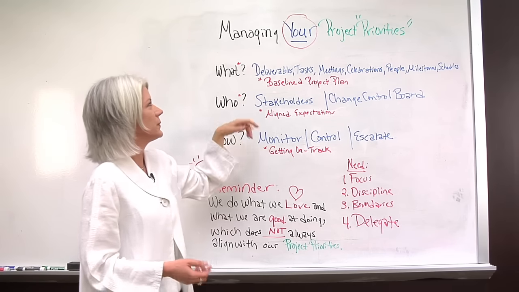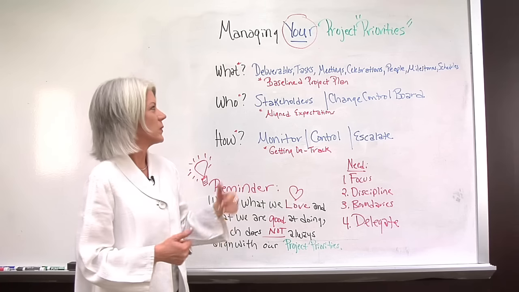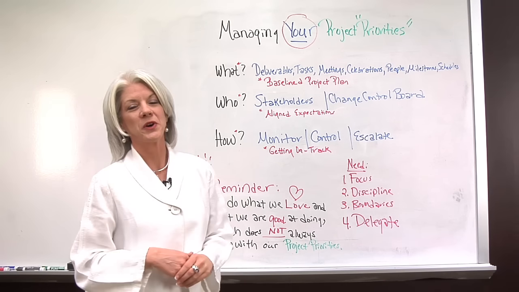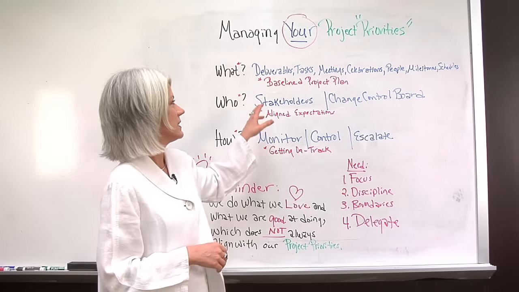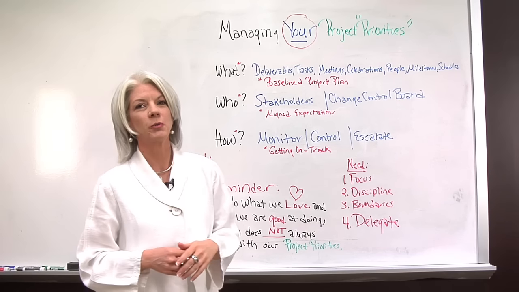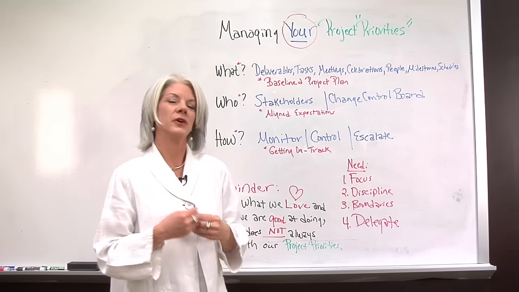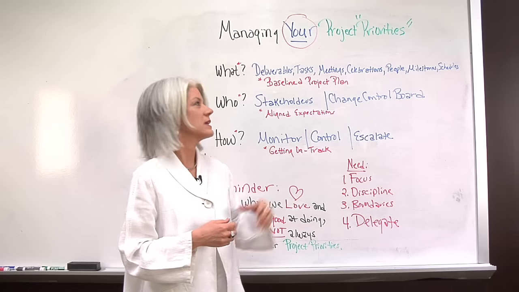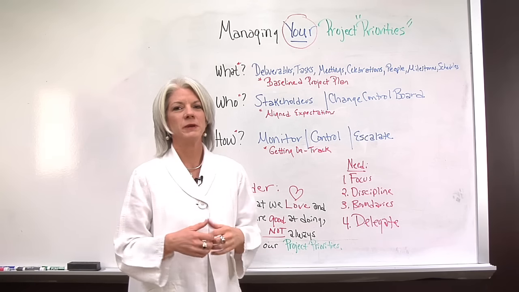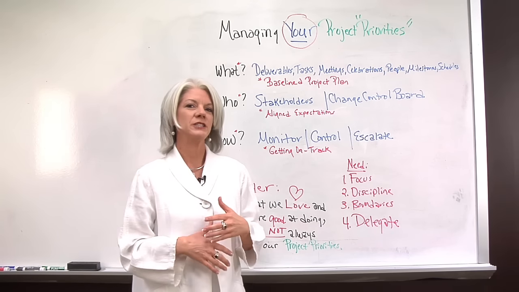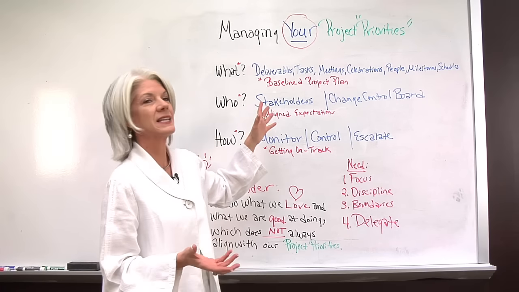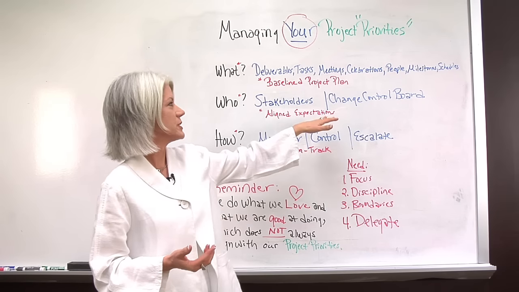So who helps set the priorities? Well, we think just about everyone on the project does, but it's actually the stakeholders and the change control board. Again, all of our priorities are set by the baseline project plan, and the people who are responsible for setting them are the stakeholders and the change control board.